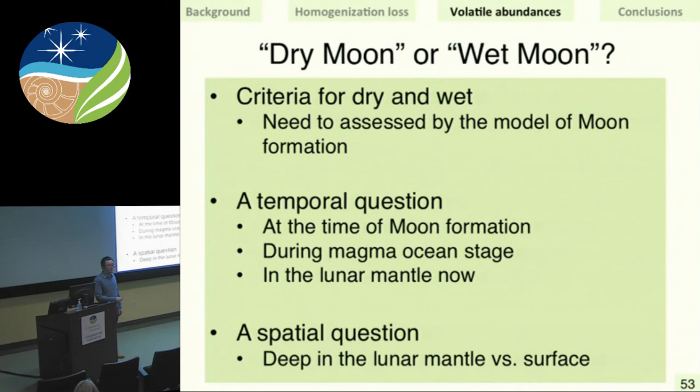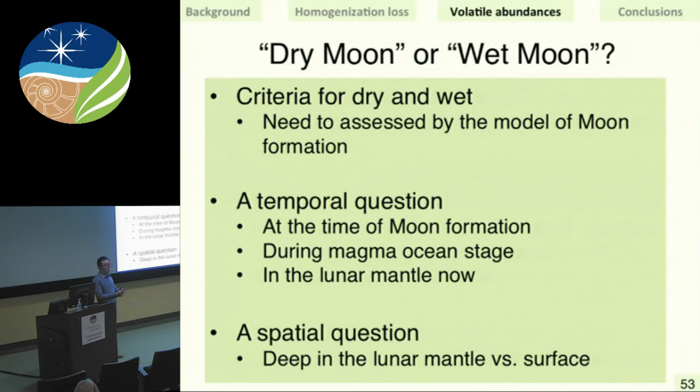But as I talked with Mickey earlier, she argues that during the lunar disk stage of lunar formation, water might not be efficiently lost. So she's expecting thousands of ppm of water. So I think it needs more work to constrain the model of moon formation and really provide the criteria for dry and wet moon. And I also think whether the moon is dry or wet is a temporal question.